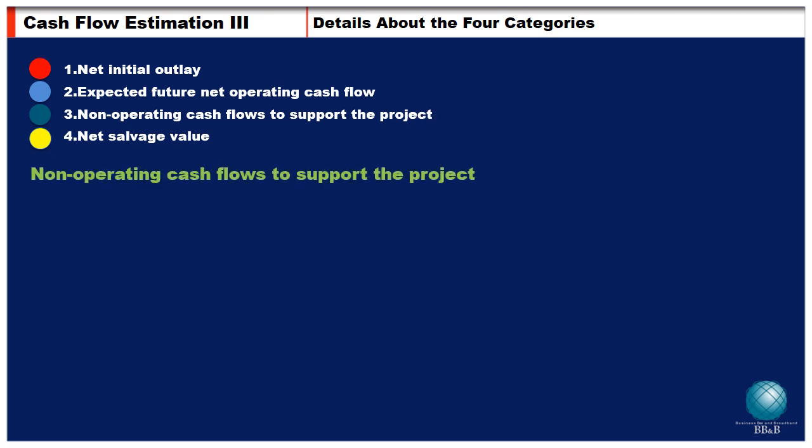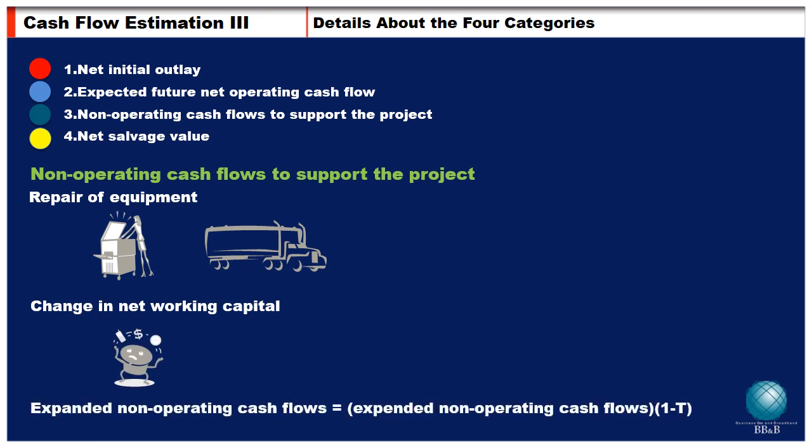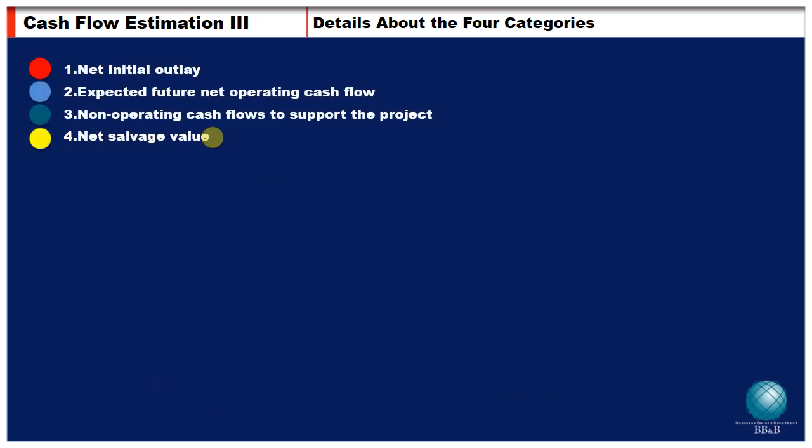Third is non-operating cash flow. There are various stages in a capital investment project. One example is the repair of equipment, such as machines or trucks. Future change in net working capital is another example. Expended non-operating cash flows are multiplied by 1 minus T to adjust for taxes.